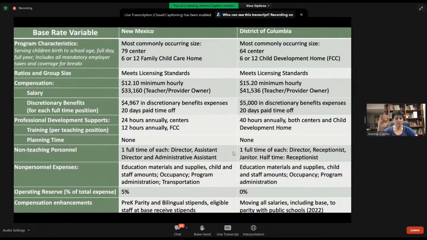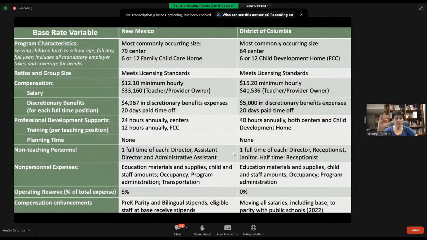Then we move on to, they had to make decisions in their base around compensation. In the case of New Mexico, so starting with the first column, there is a $12.10 minimum hourly. There's no employee in the model that is below that $12.10. There are employees that are higher than it. As you can see, the teacher owner salary is higher than the $12.10 minimum. That was the highest minimum wage in the state.